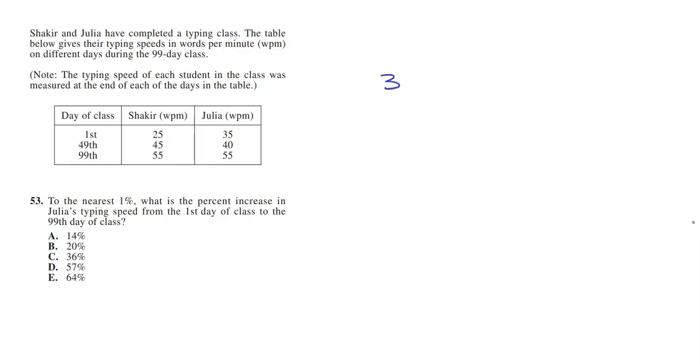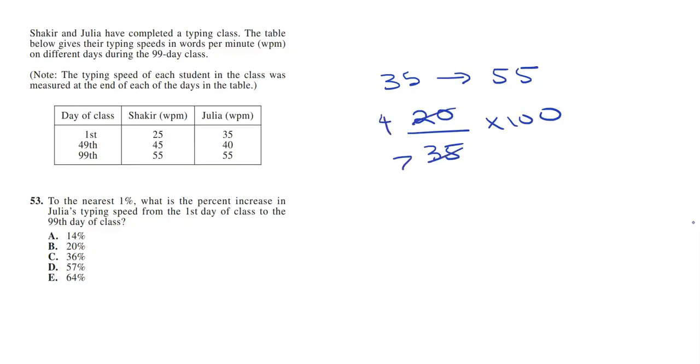So we're looking at the growth from 35 to 55. So let's see, how do we go about that? Let's find the difference. The difference is 20. The starting point is 35, multiplied by 100. Let's go ahead and do this. This is 400 divided by 7, which is going to be roughly 57.1. So your answer is going to be D.